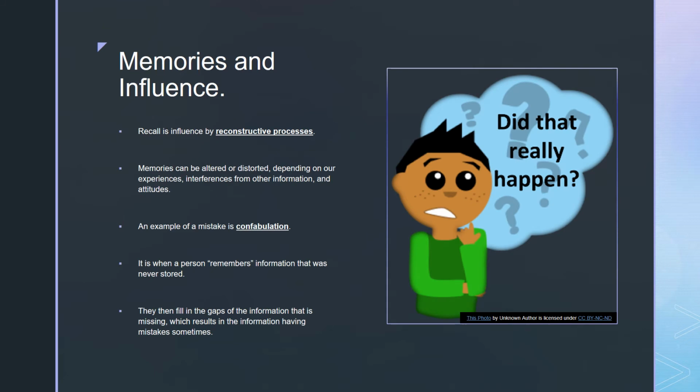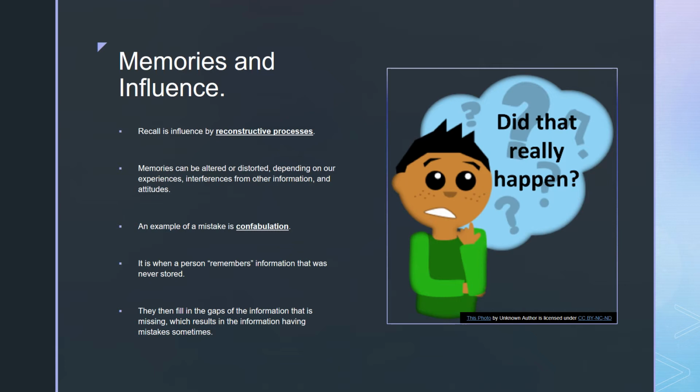So memories and influence. How are our memories influenced by recall? How does the environment influence that? Recall is influenced by reconstructive processes. This means that memories can be altered or distorted depending on our experiences, interferences from other information, and attitudes.